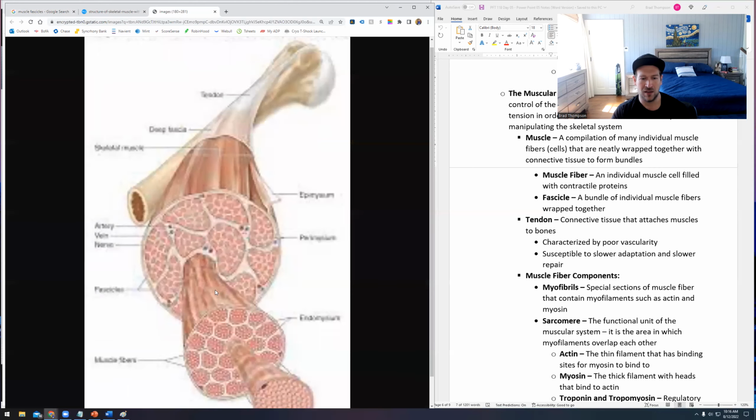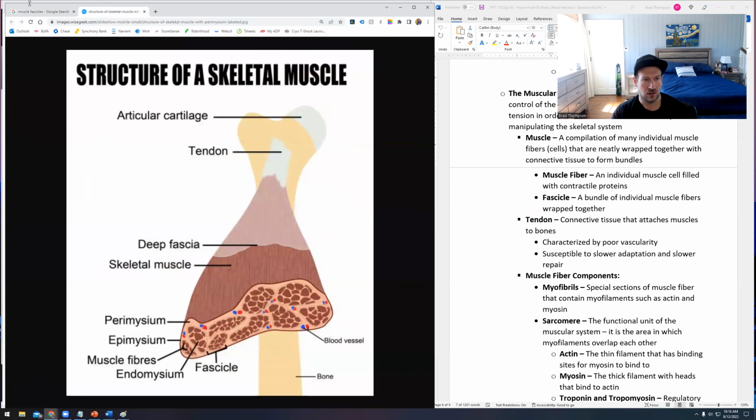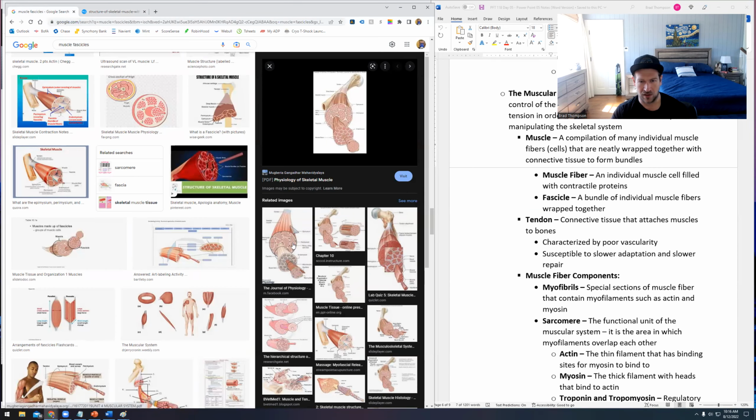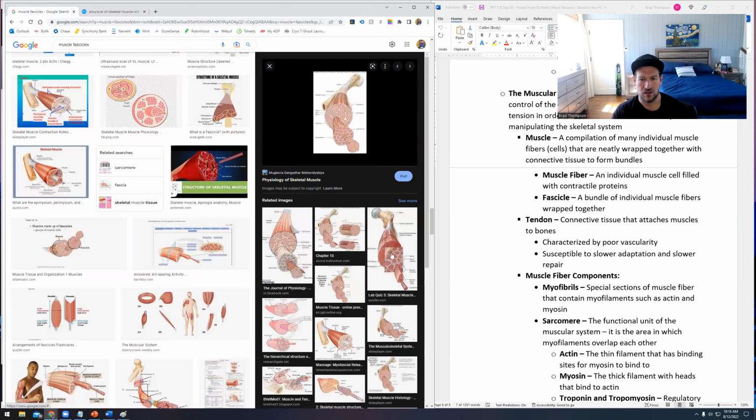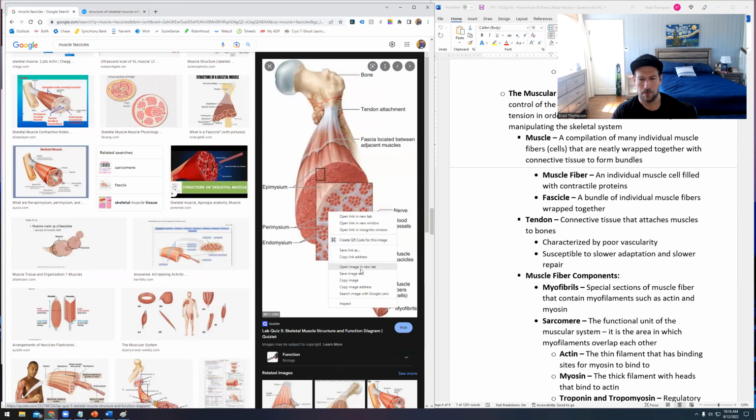So if we zoom in, speaking of zooming in, that is a low quality picture. Depixelate. There we go.